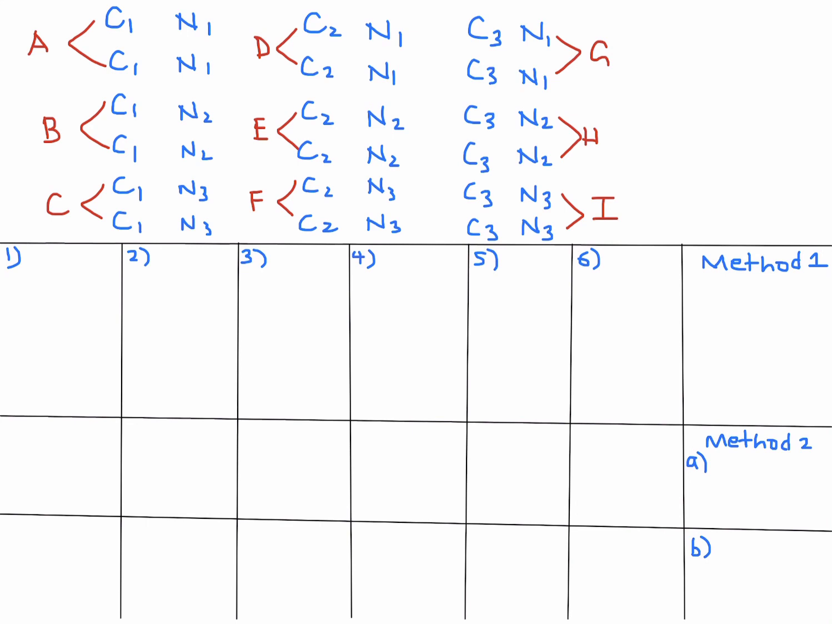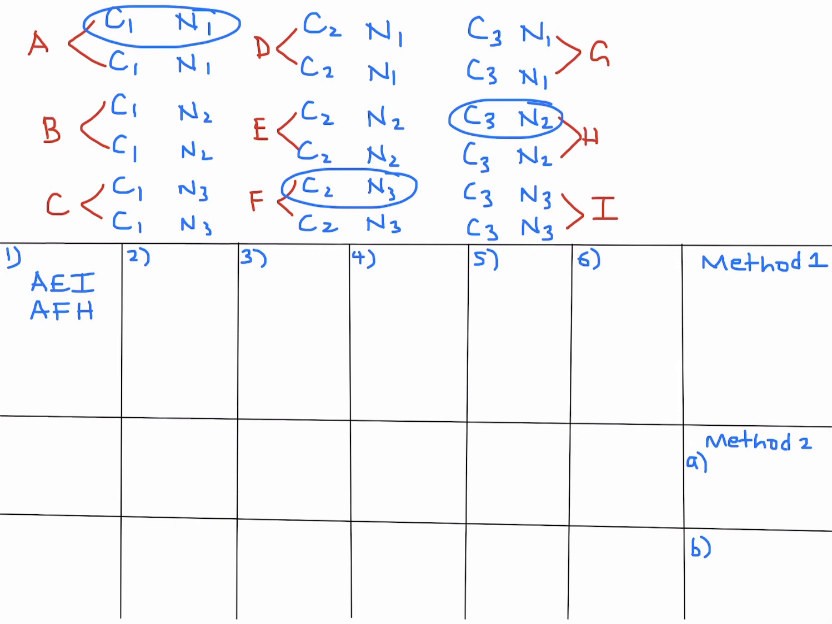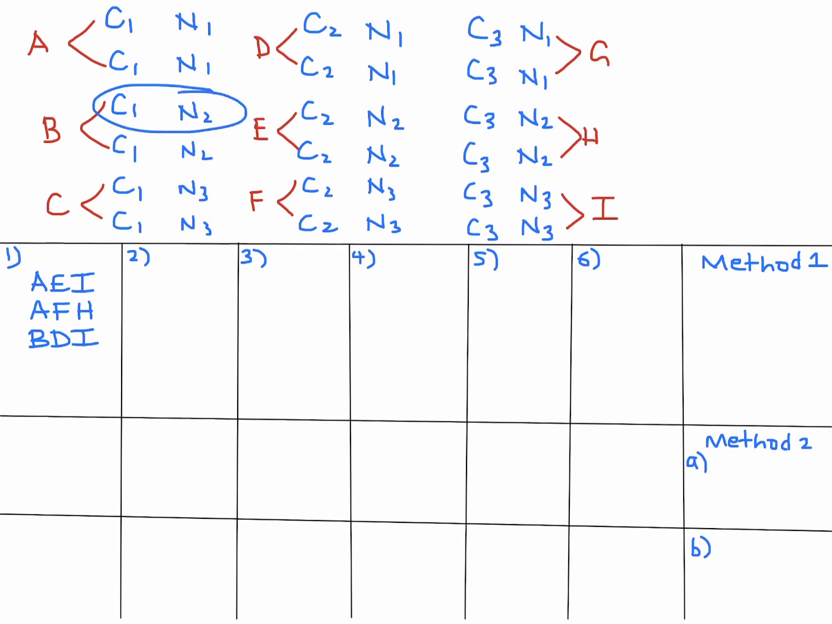So what are the combinations? You can have A, E, I, right? You can have either this, this, and this. That's one way of filling around, A, E, I. Another way of filling around is A, F, H. That would be C1, N1, C2, N3, and C3, N2. That's another way of filling around. Another way is B, D, I. That's C1, N1, C1, N2, C2, N1, and C3, N3. That's another way of making a round. Another way is BFG.